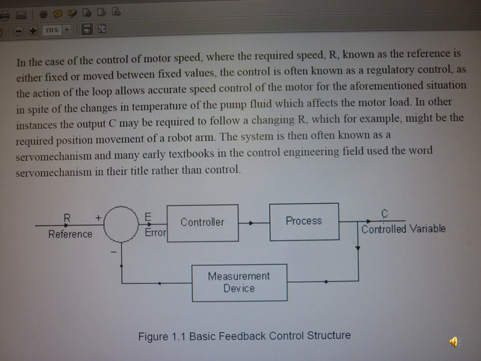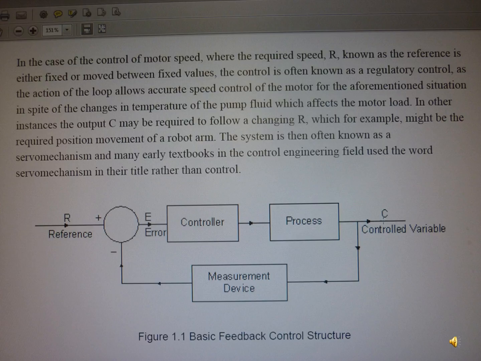motor, in spite of the change in the temperature of the pump fluid which affects the motor load. In other instances, the output C may be required to follow the changes in R, which for example might be the required position movement of the robot arm. The system is then often known as a servo mechanism, and many early textbooks in the control engineering field use the word servo mechanism in their title rather than control.